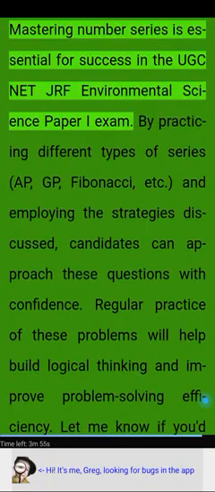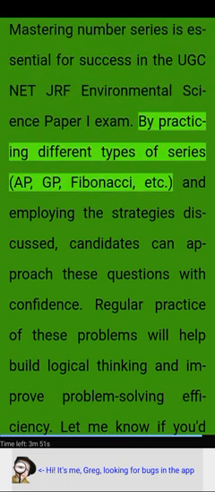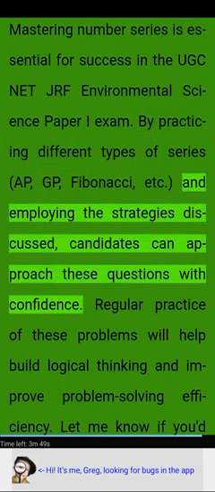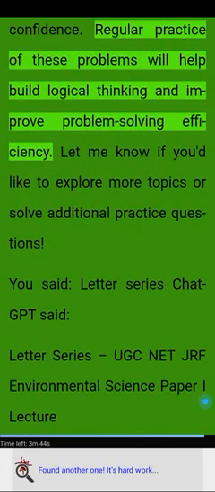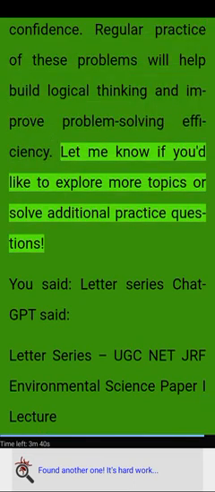Conclusion. Mastering number series is essential for success in the UGC NET JRF Environmental Science Paper I exam. By practicing different types of series, AP, GP, Fibonacci, etc., and employing the strategies discussed, candidates can approach these questions with confidence. Regular practice of these problems will help build logical thinking and improve problem-solving efficiency.